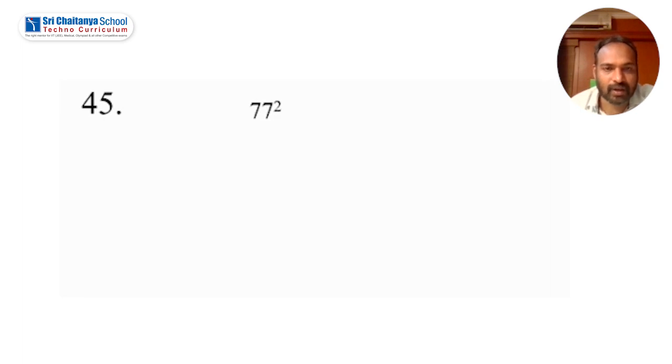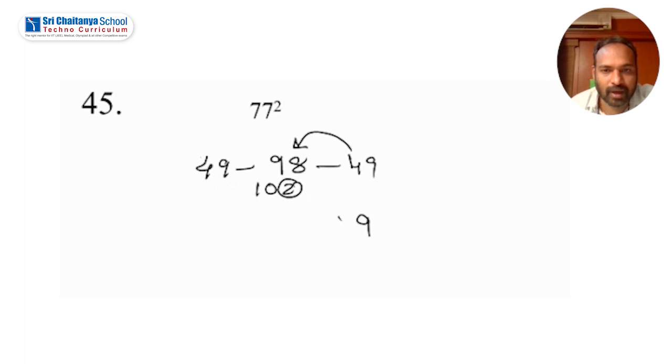Now 77 square. Straight away. First digit 7 square means 49. Next one 2 into 7 into 7. How much? 98. Again 7 square, 49. Do the balancing. 9. Carry forward 4. 98 plus 4, 102. Drop 2 in the answer. Carry forward 10. 49 plus 10 is how much? 59. So the answer is 5929.